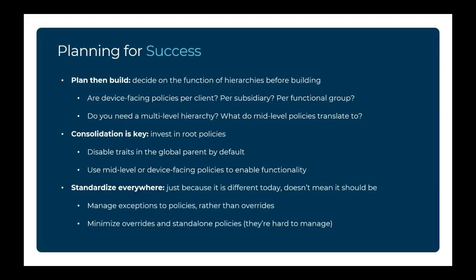Second one is consolidation is key. Invest in root policies. This is a big benefit or strategy that we've heard from our most mature clients, and that's do all of your work in that top level policy, that root policy, because the more work you do there, the more standardization you're going to get, the less you're going to have to redo work. And you can even disable all that. You don't have to have any of that turned on if it's not broadly applicable. You can use your child and parent, your low level policies, to actually turn that stuff on and manage it more effectively.